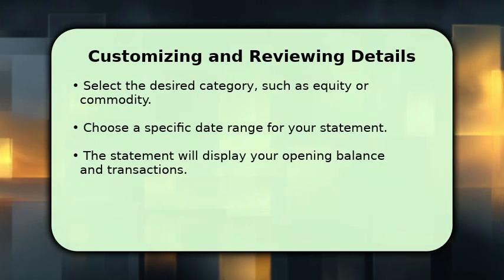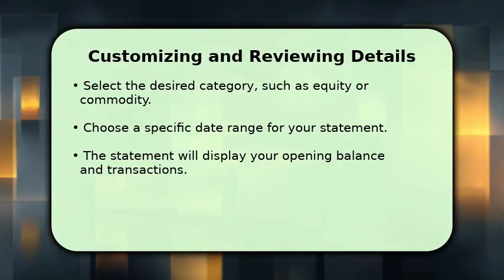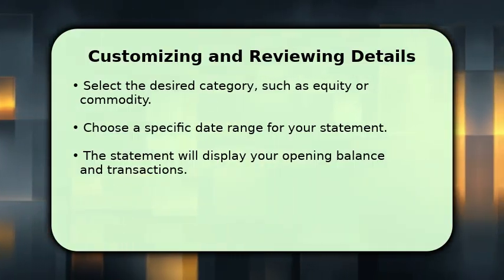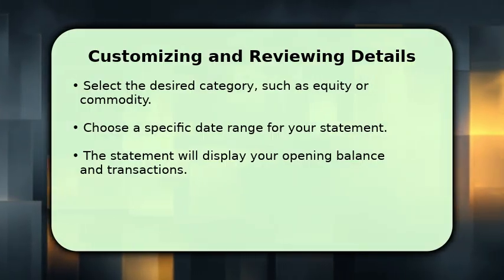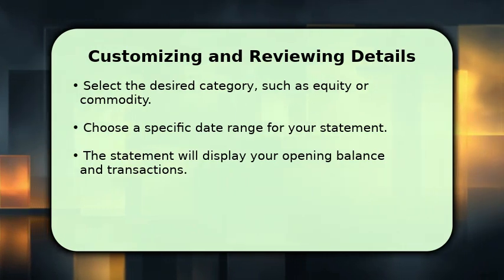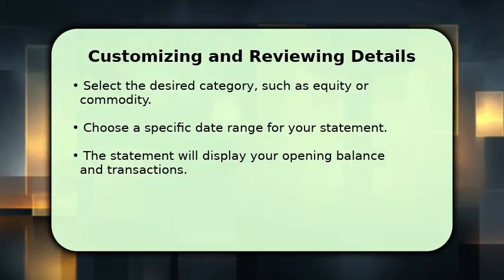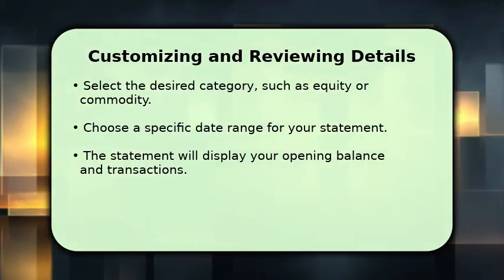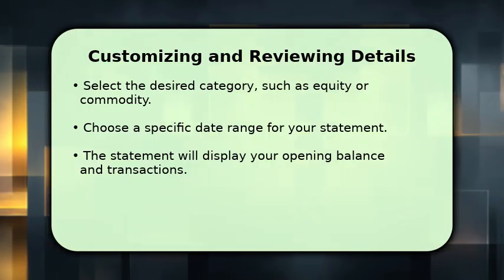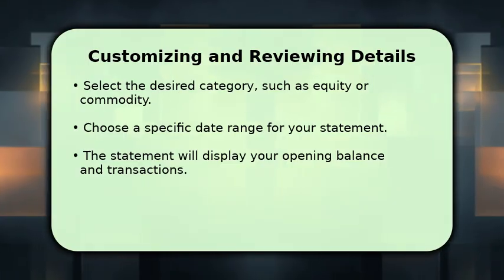On the Fund Statement page, you can customize your view. First, select the relevant category, such as equity or commodity, to filter your transactions. Next, choose a specific date range for which you wish to review your financial activity. The statement will then clearly display your opening balance, along with all debits and credits. Carefully review these entries to understand your net available balance for trading.